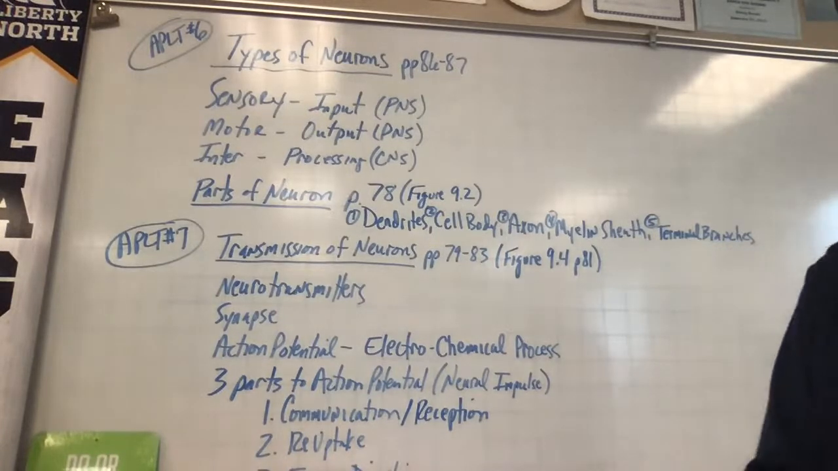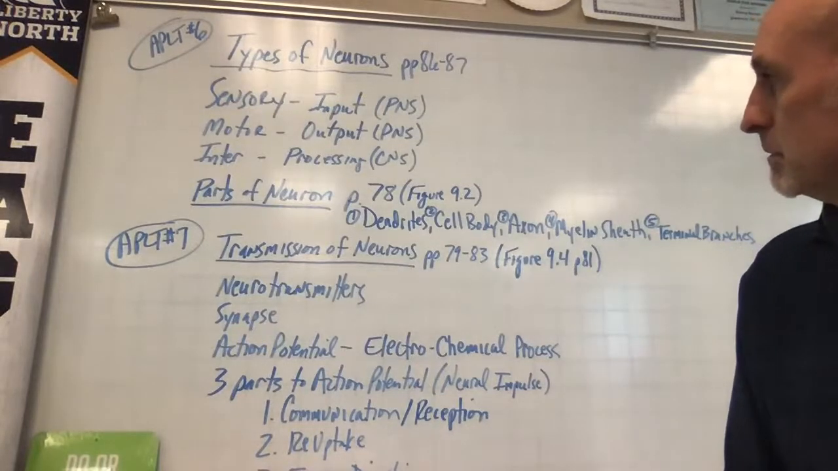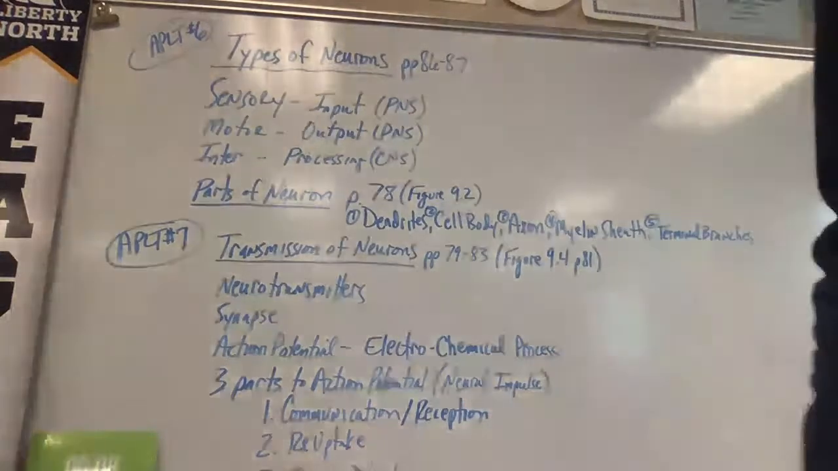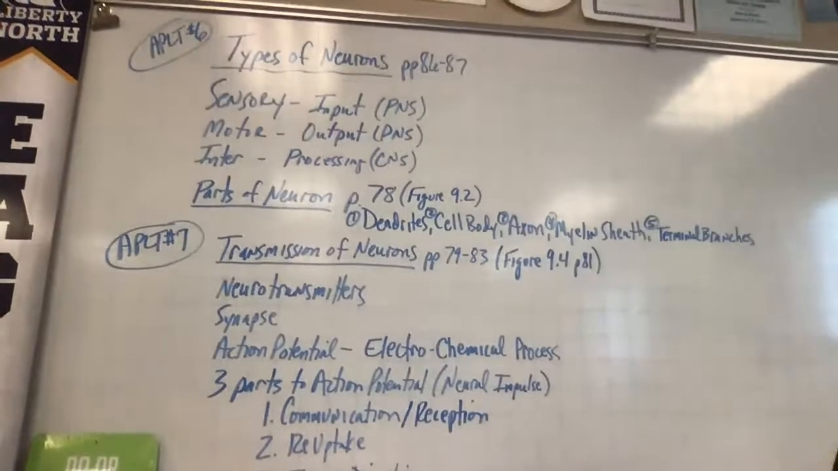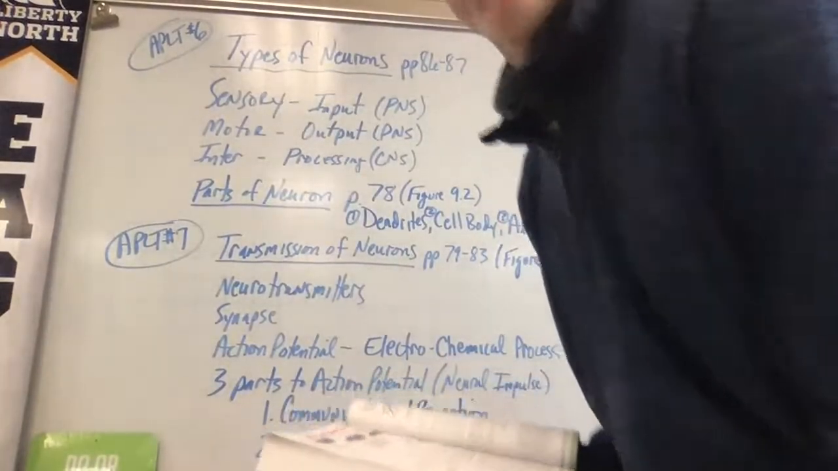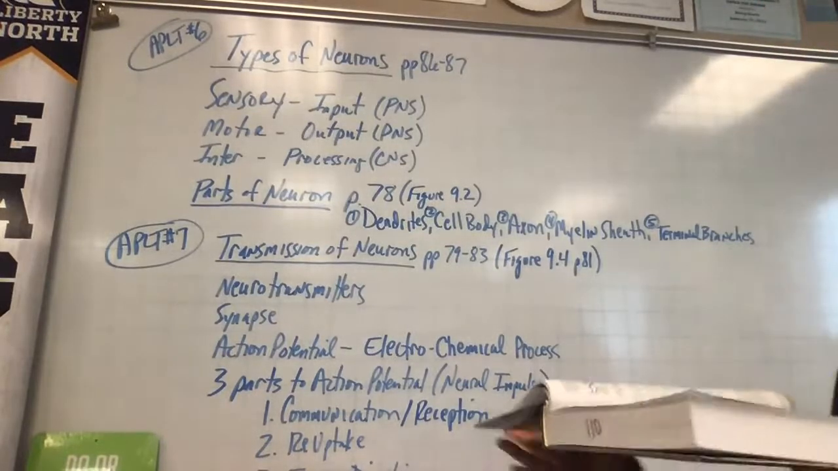If you have your books available, or your online book, turn to page 78, figure 9.2. Let me get that up here real quick in the book. Part 2 of AP Learning Target number 6 is the specific parts of a neuron.